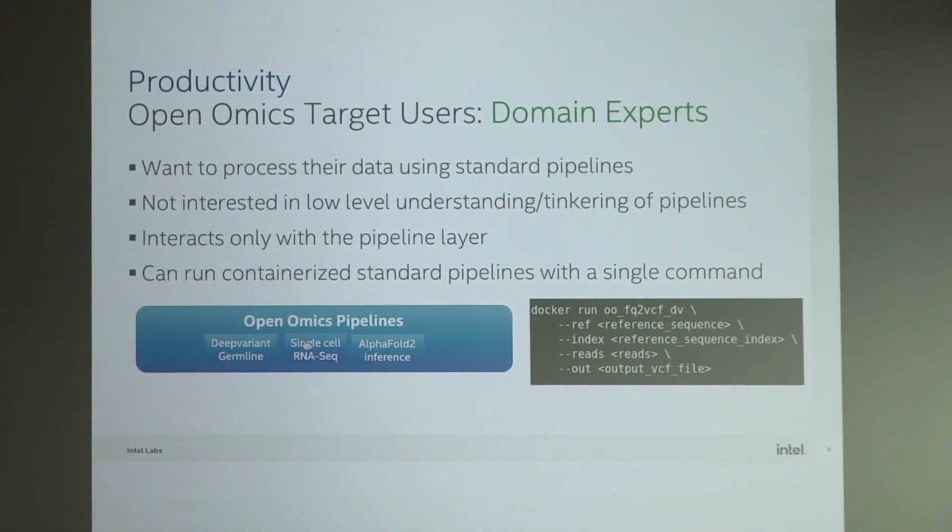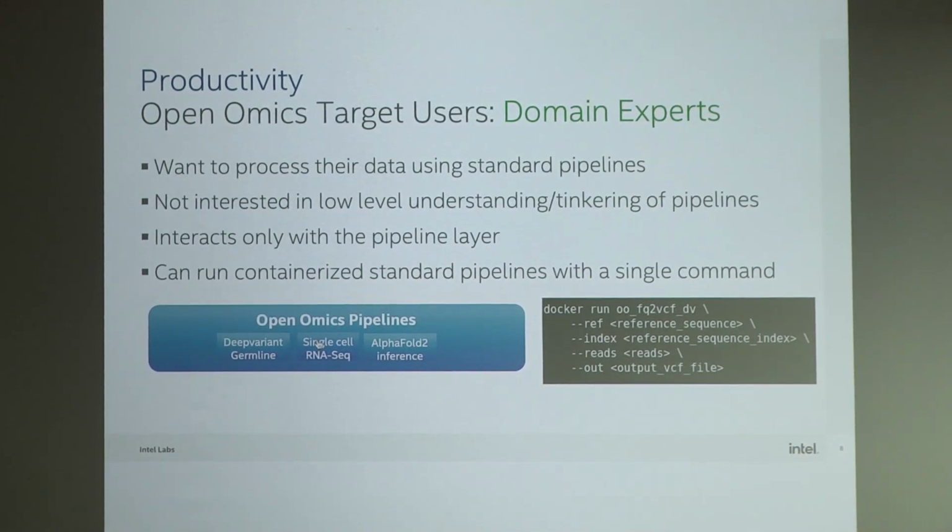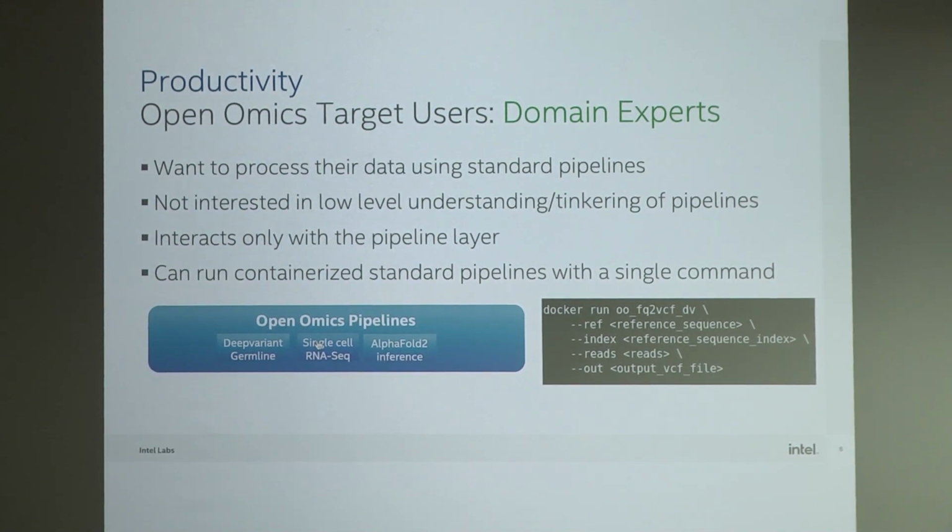So the second side of it, the productivity I was talking about: there are three branches we are looking at here, right? One is from the domain expert point of view, the biologists. What they want is just to use their data and run standard pipelines, for example, DeepVariant, right? And they are not interested in any low-level understanding or tinkering or changing of the tools or pipeline, right? So they can just go and interact with the pipeline layer, which was this one in my previous slide, and just do a one-line run of that, right? So very easy for them to run. That's what I meant by productivity, which is one facet of it for the domain expert, right?